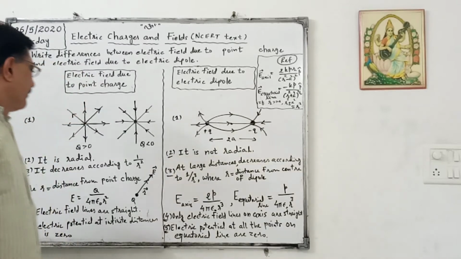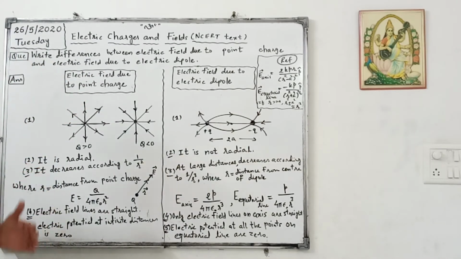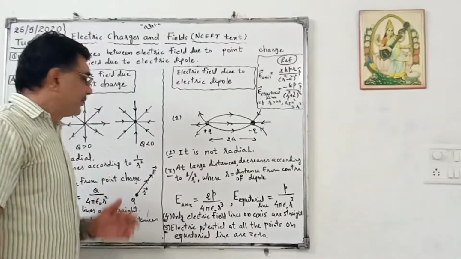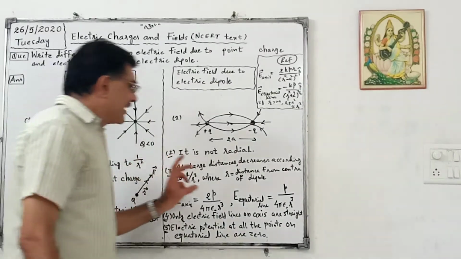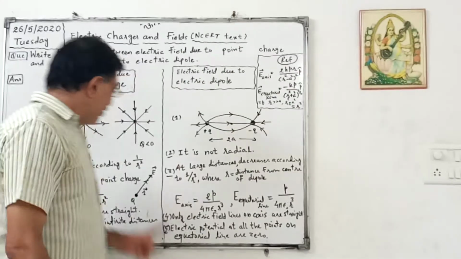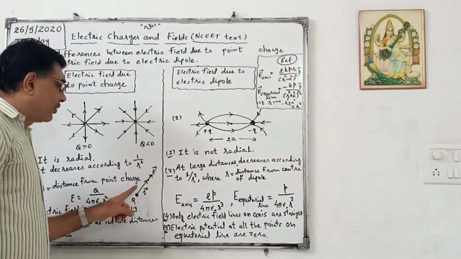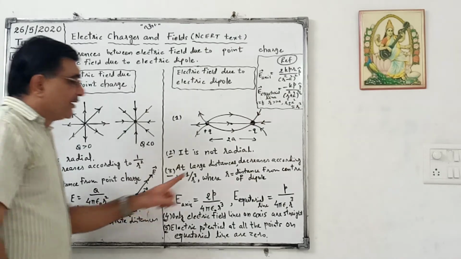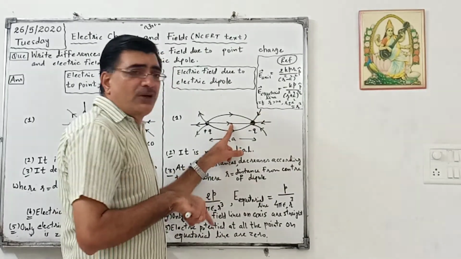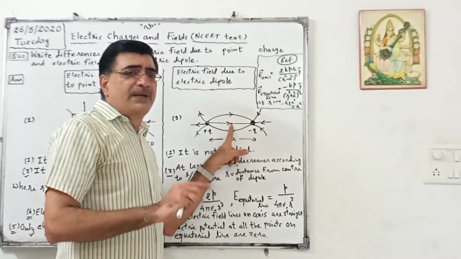In short, for a point charge, electric field will decrease according to 1 upon r square. For electric dipole, it will decrease according to 1 upon r cube. Here r is the distance of a point from point charge. Here r is the distance of a point from the midpoint of the electric dipole. The other name of midpoint is center.